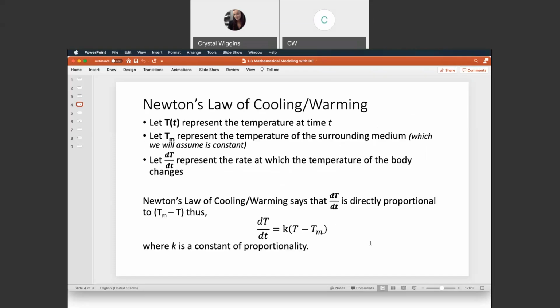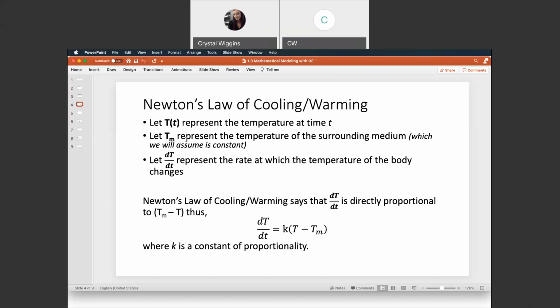Now, one type of word problem we're going to entertain is Newton's law of cooling and warming, and you may have already used this in your science classes, but we're going to take a look at the actual breakdown of the formula itself. So T of t, capital T of little t, represents the temperature at the time t. So essentially, we pick a time 3 minutes in, and it is a snapshot of what is the temperature at that moment. Let T sub m represent the temperature of the surrounding medium, which we will assume to be constant.